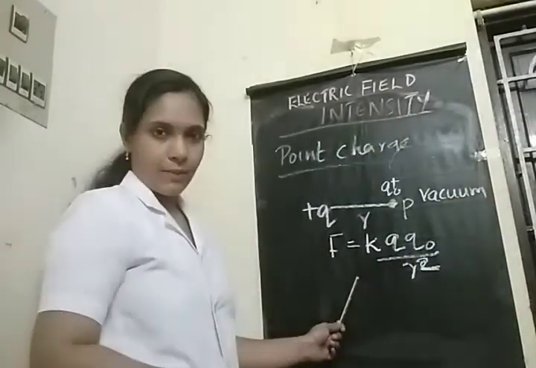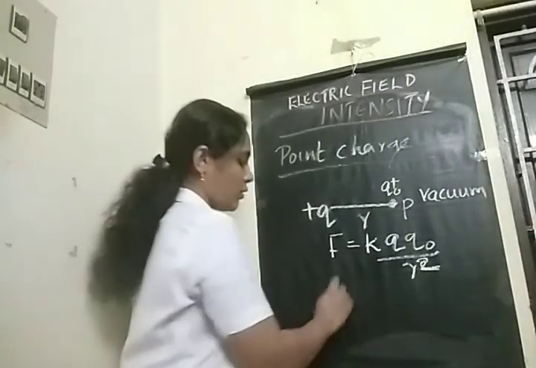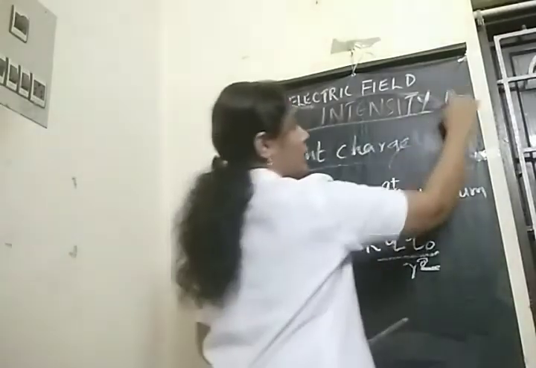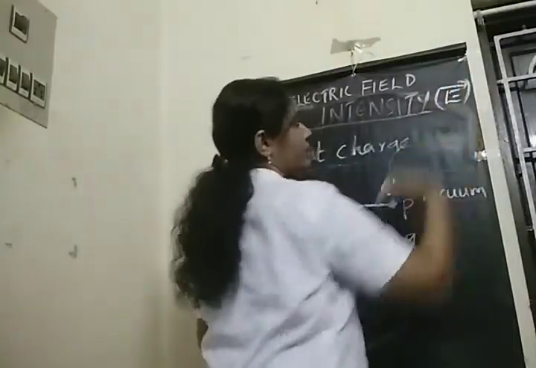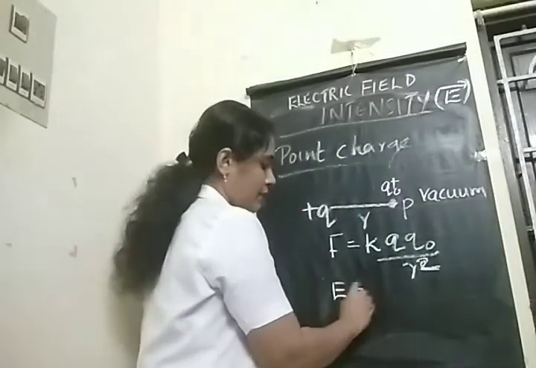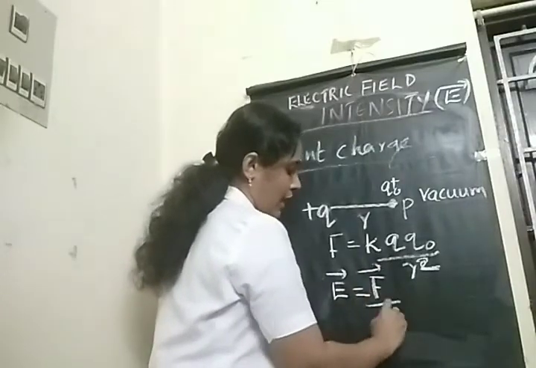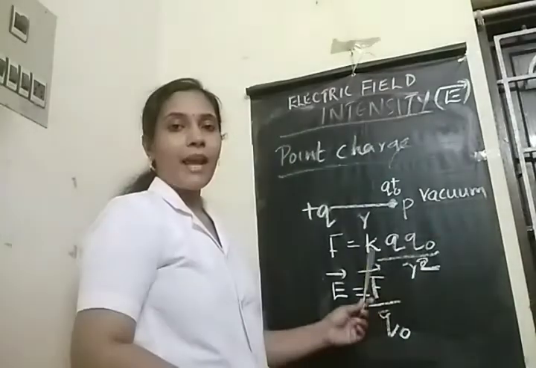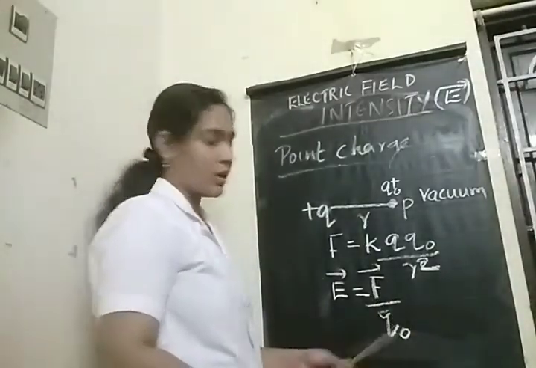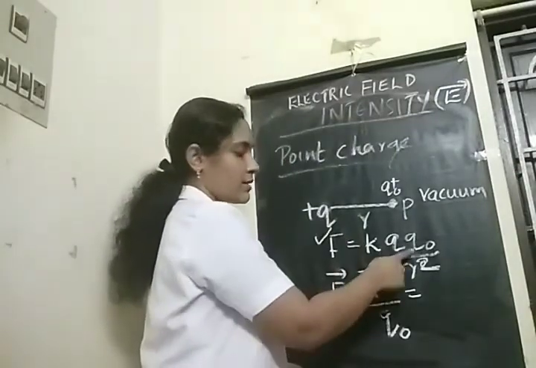So this is the next step. And finally, we can find out the electric field intensity. Electric field intensity is denoted by the symbol E. So finally, we can find out the electric field intensity at a point using the expression F / Q0, where F is the electrostatic force and Q0 is the test charge. So what will be the expression? This is our force and this is the test charge.